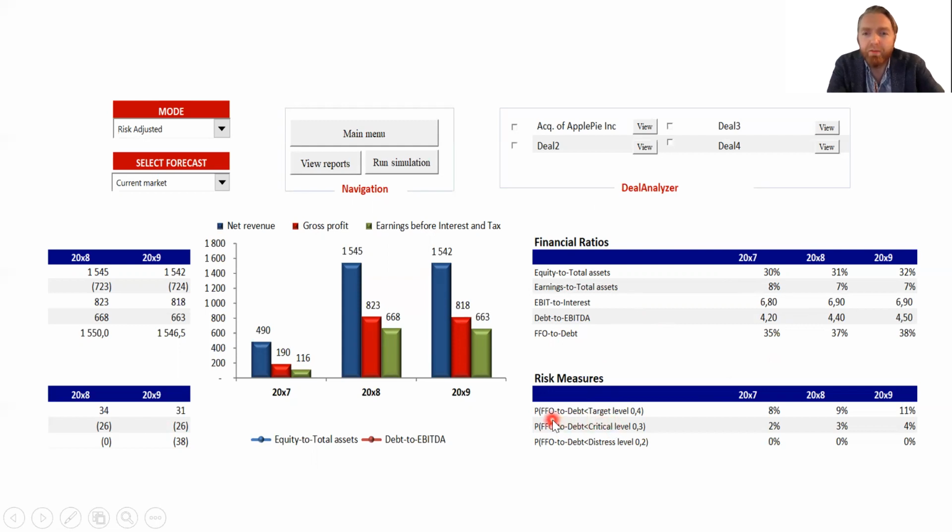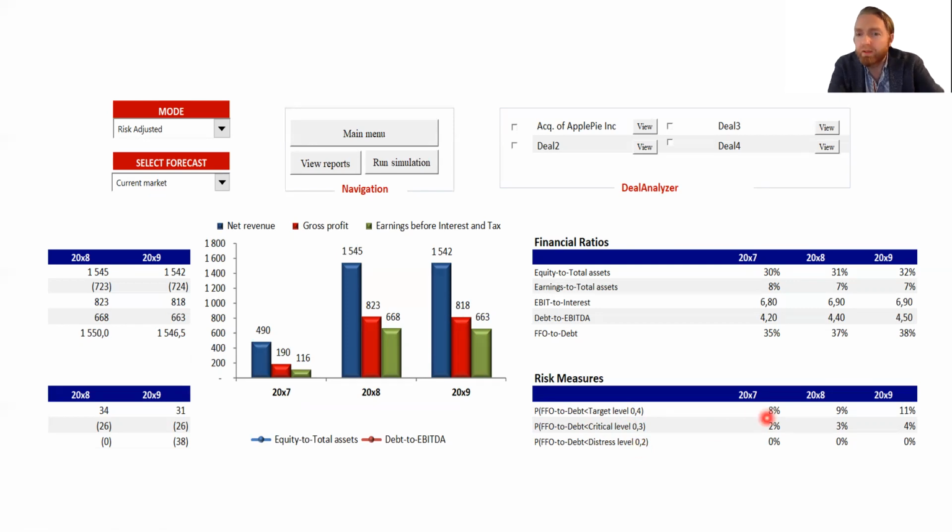So if FFO, funds from operations, is a key measure of yours, and you have identified a target level where you want to be, you don't want to go below that for various reasons. There's a critical level when things would start to get tight and unpleasant and you're approaching some dire straits. There's also a distress level, which would be really bad, connected to various consequences, implying panicky actions that you really don't want to undertake.